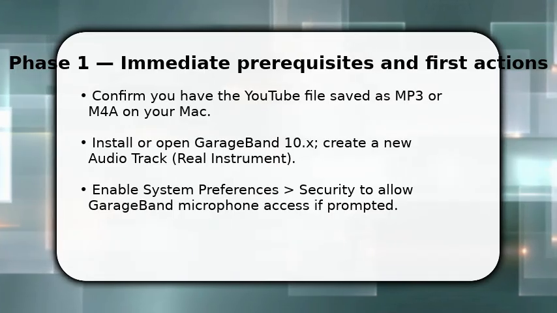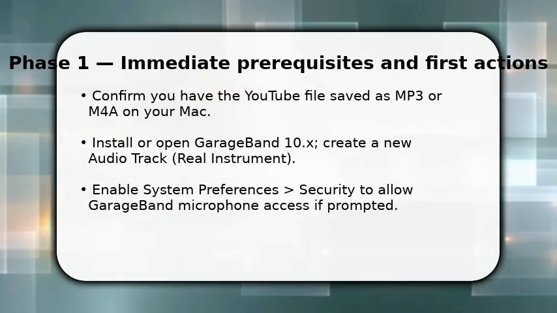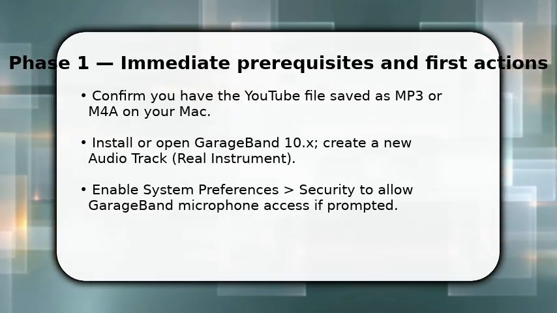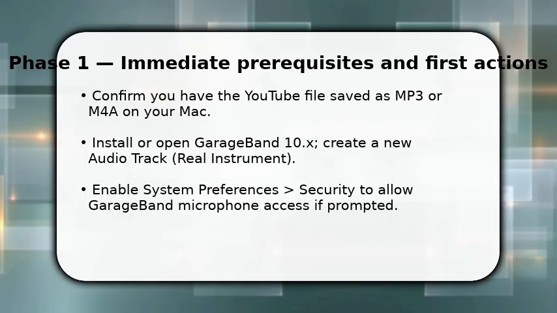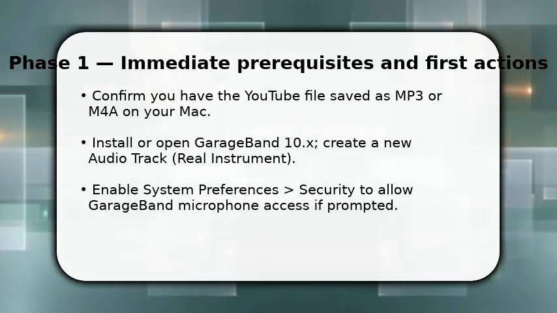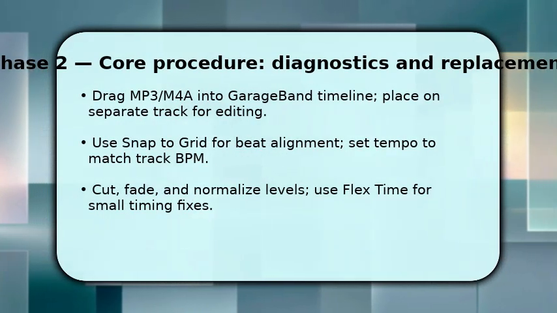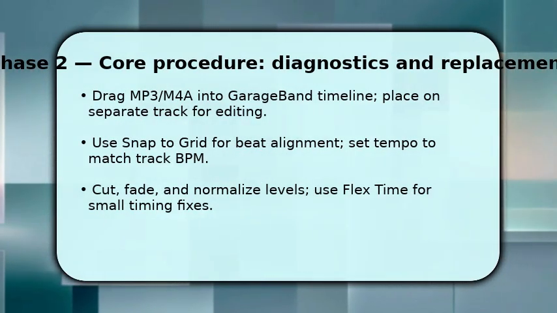audio directly. Make sure Garageband has microphone permission in System Preferences, because Mac OS requires it even for file imports. You do this now to avoid blockers later. It's faster to import clean audio than to rescue a half-configured project. Drag your exported YouTube MP3 into Garageband and drop it onto its own track.